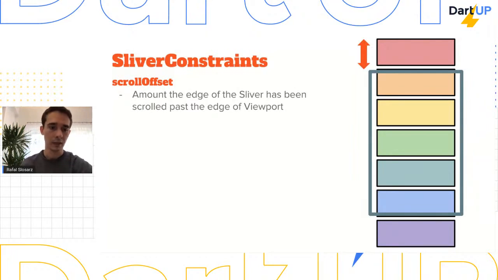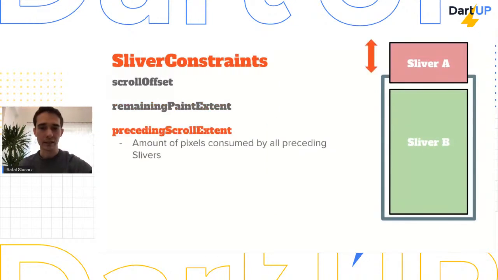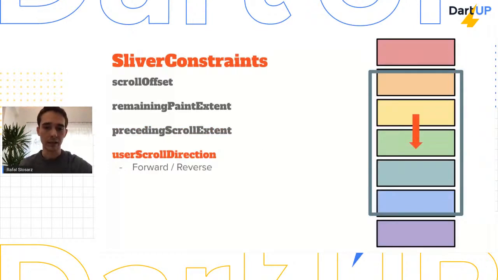And the next element is the remaining paint extent. The scroll constraints tell the widget how much space the sliver can fill in the visible area. So the sliver can decide if it would like to fill all this available space or not. The next element is the preceding scroll extent, so the sliver that is preceding. It's something like scroll offset for the preceding sliver, and of course the user scroll direction.